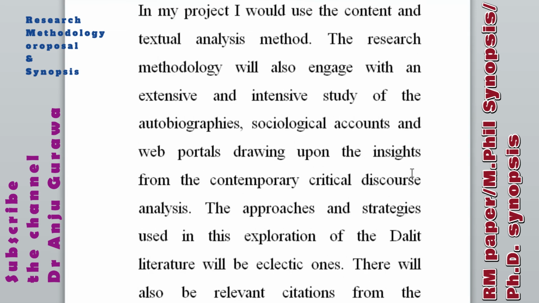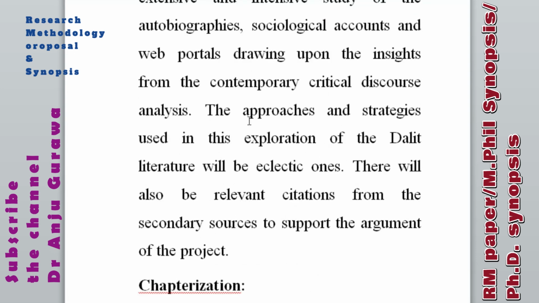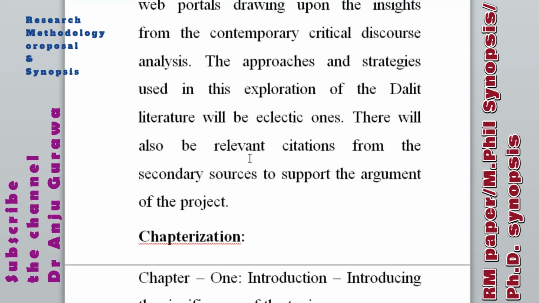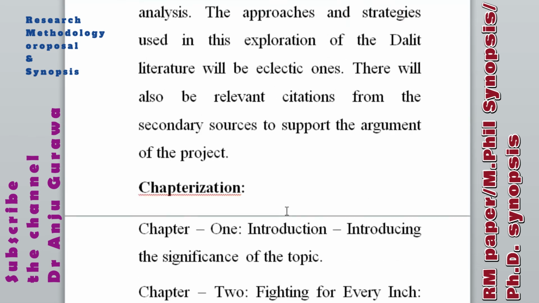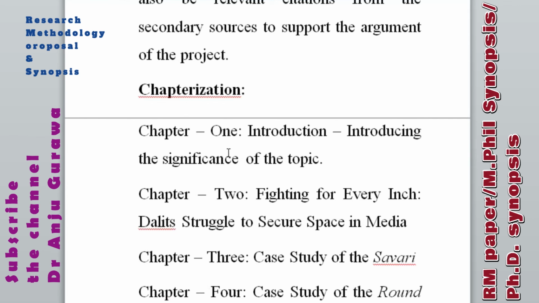In my project, I would use the content and textual analysis method. The research methodology will also engage in an extensive and intensive study of the autobiography, sociological accounts, and web portals, drawing upon insights from contemporary socio-critical discourse analysis. The approach and strategies used in this exploration of Dalit literature will be eclectic ones. There will also be relevant criticism and citations from the secondary sources to support the argument of the project.